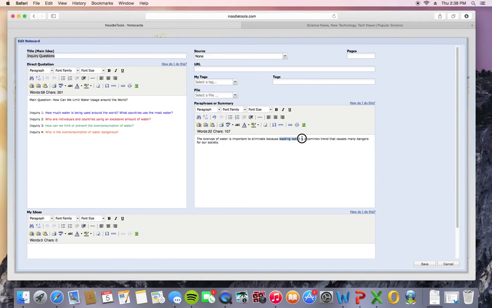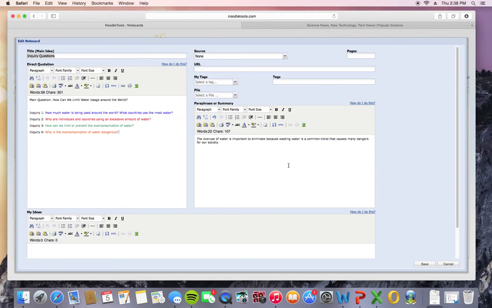Now, wasting water is a common trend. That connects to my second inquiry about why are we wasting water, because the trends are the different reasons why we're wasting water. And then you have it causes many dangers for our society, which connects to my fourth inquiry about the overconsumption of water being dangerous. So my 1 thesis statement showcases my 4 inquiries. In 1 sentence I have the overuse of water is important to eliminate because wasting water is a common trend that causes many dangers for our society.